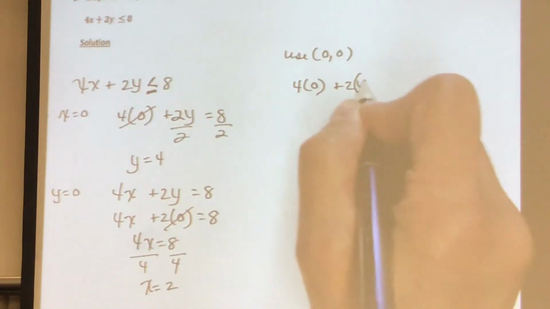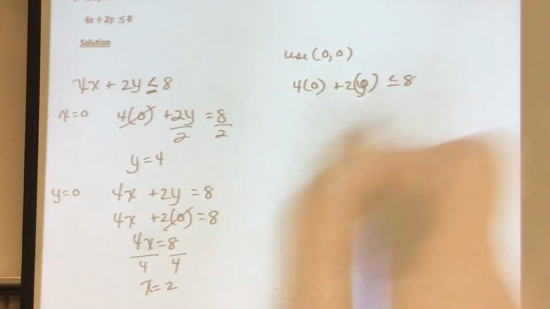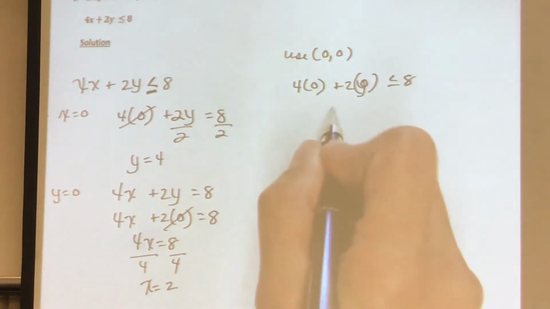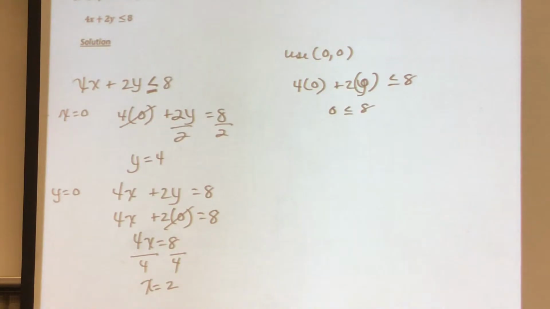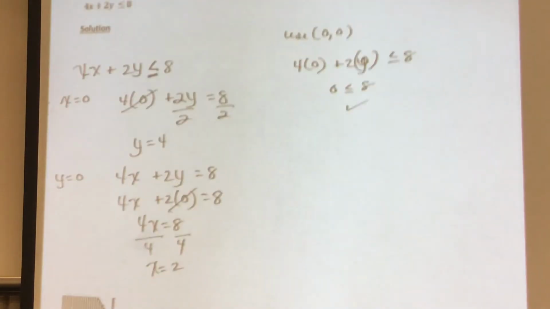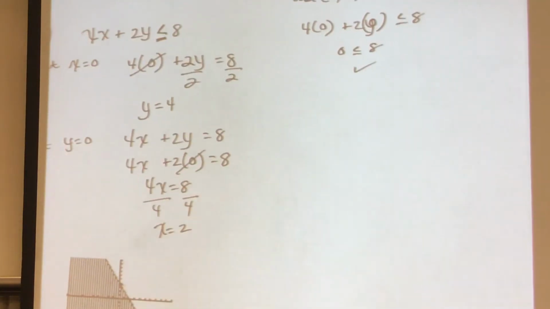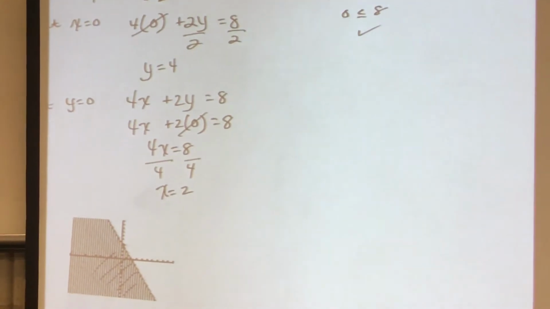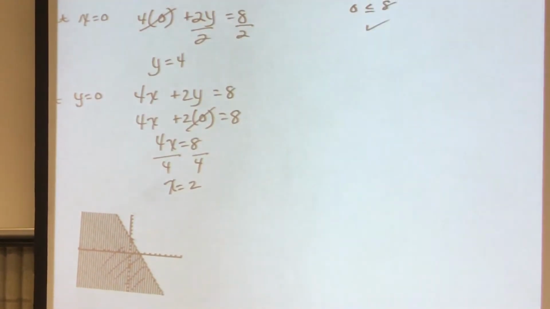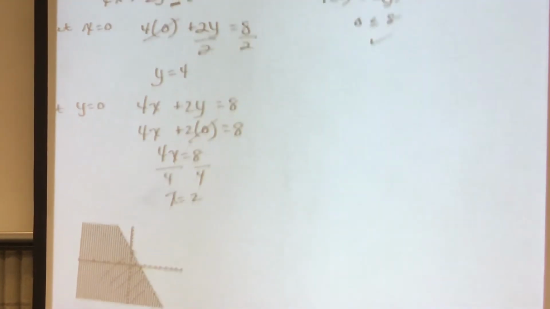So again, this is 0 is less than or equal to 8. So 4 times 0 is 0. 2 times 0 is 0. So is 0 less than or equal to 8? Yes, it is. It's true. So I'm shading toward the 0, 0. So the 0, 0 is shaded. And that's how I would graph this inequality. Moving on to number 2.